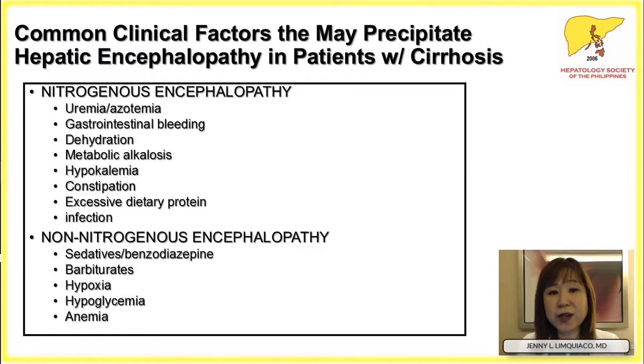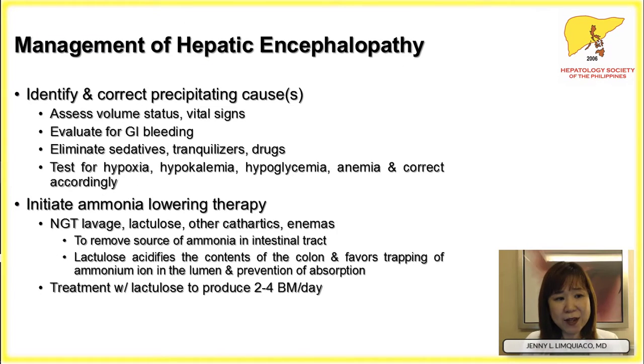So what are the common factors that will precipitate hepatic encephalopathy? It is divided into nitrogenous and non-nitrogenous causes. So the presence of uremia, azotemia, GI bleeding, dehydration, metabolic acidosis or alkalosis, hypokalemia, constipation, excessive dietary protein, or infection can cause or precipitate hepatic encephalopathy. Now, management.